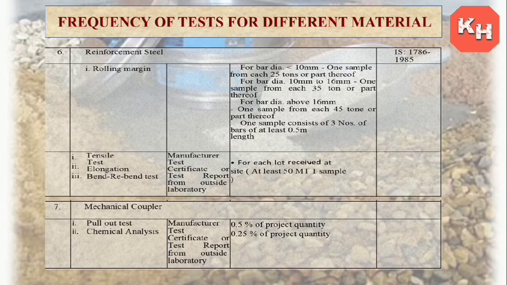Mechanical coupler. Whenever you use couplers for slabs, there is also a pull out test and chemical analysis. Manufacturer test certificates or test reports from outside laboratory are also required. For the pull out test, 0.5% of project quantity, meaning 0.5% of total couplers required for the project, and for chemical analysis, 0.25% of the total couplers required for that project.